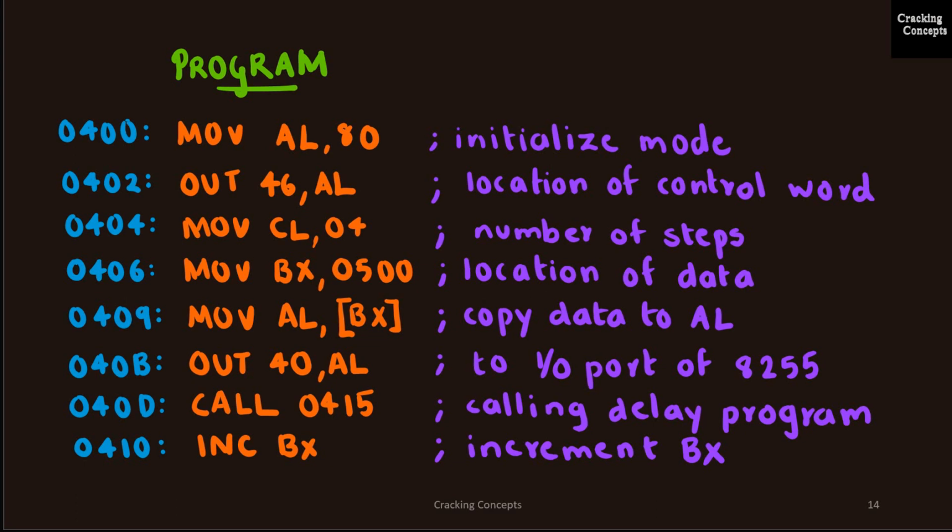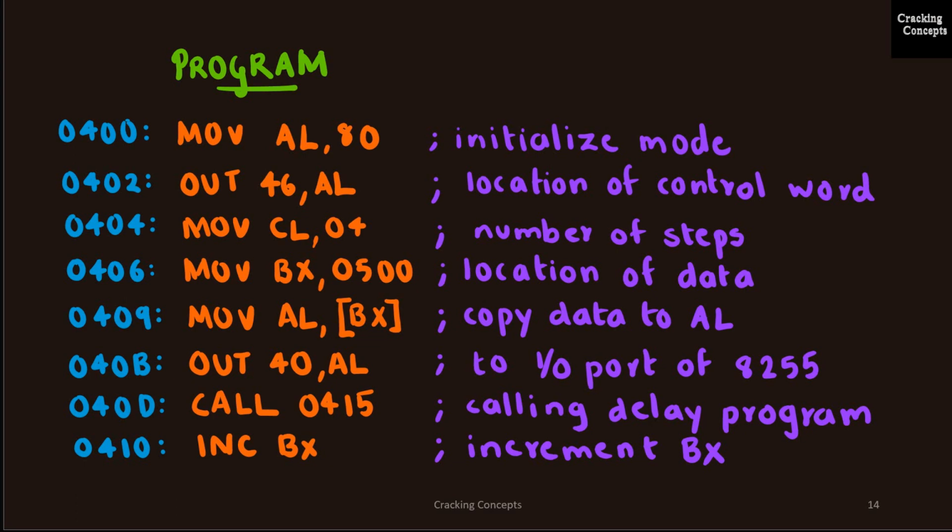Next, we'll load the value 4 to the counter register, lower byte CL, since the number of steps will be 4. Now this is a 2 byte instruction. Next, we'll take values, that is the data we obtained by deriving it from the table, at the location 0500. So the 4 values will be stored starting from 0500 and each value will be loaded to BX. Now this is a 3 byte instruction. Then that value is loaded to AL, which is a 2 byte instruction.